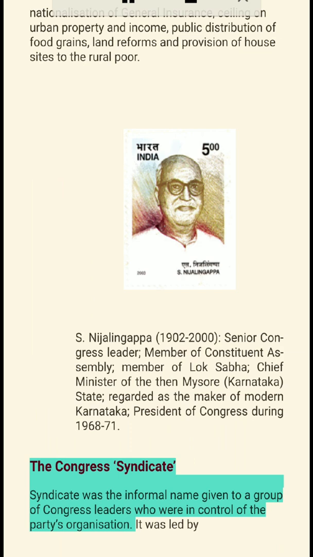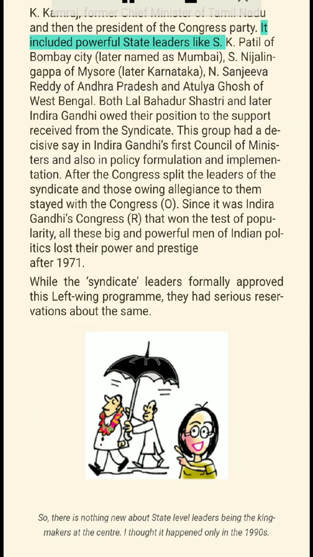The Congress Syndicate. Syndicate was the informal name given to a group of Congress leaders who were in control of the party's organization. It was led by K. Kamaraj, former Chief Minister of Tamil Nadu and then the President of the Congress Party. It included powerful state leaders like S. K. Patil of Bombay City, later named as Mumbai, S. Nijalingappa of Mysore, later Karnataka, N. Sanjeeva Reddy of Andhra Pradesh and Atulya Ghosh of West Bengal.